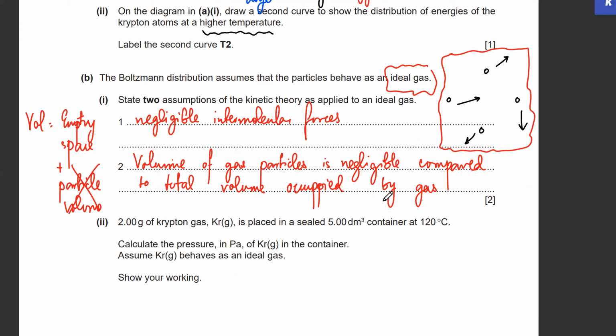So remember, these two are the main assumptions for ideal gases: negligible intermolecular forces, freely moving around, and because of that, it's mostly empty space, so the particles themselves are not occupying much space. It's a very tiny particle. Most of it is just empty space.